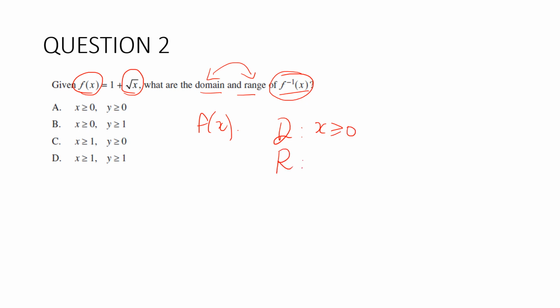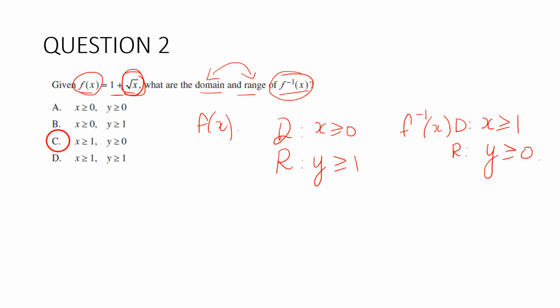The range, this is a positive number, plus 1, means that y is going to be greater than or equal to 1. Now for our inverse function, we're going to switch these around. In other words, x will be greater than or equal to 1, and y will be greater than or equal to 0. And so our answer is C.